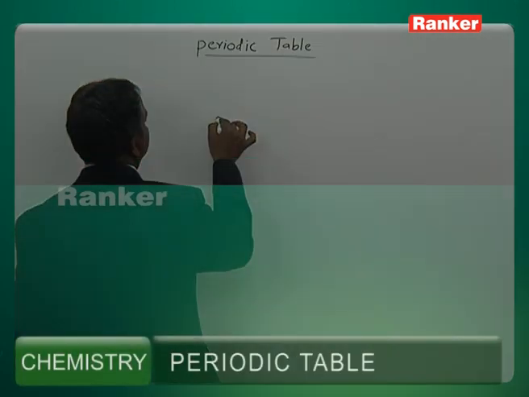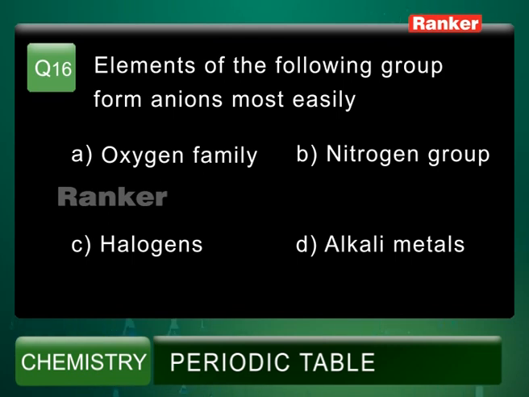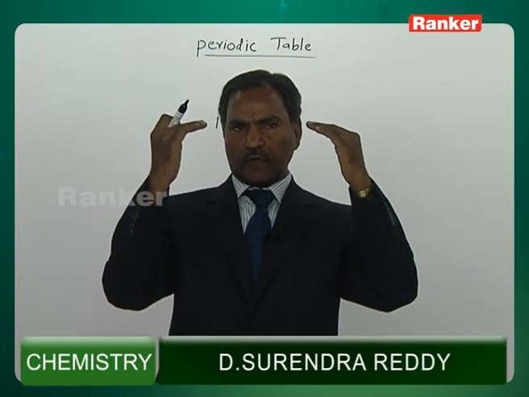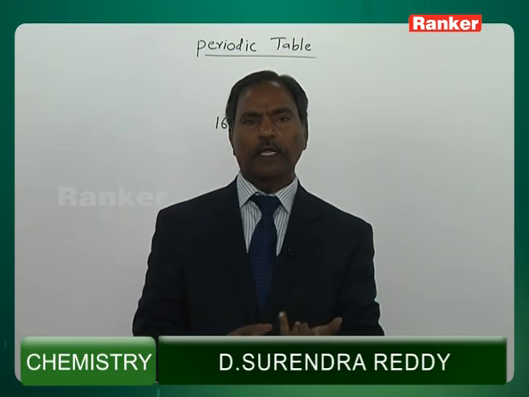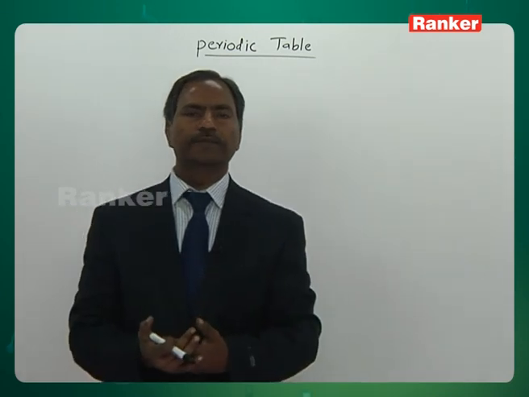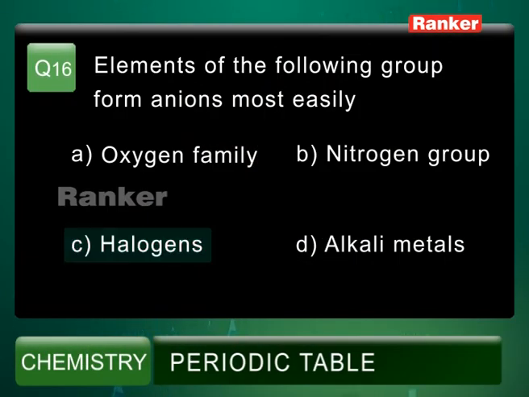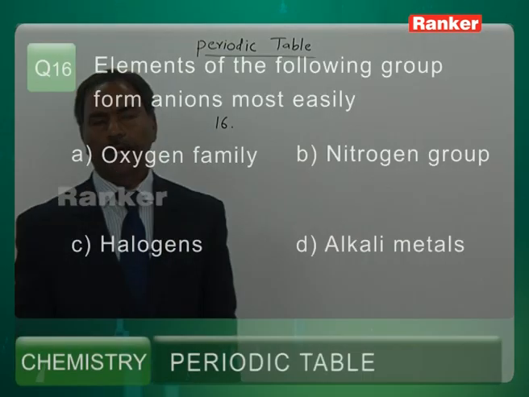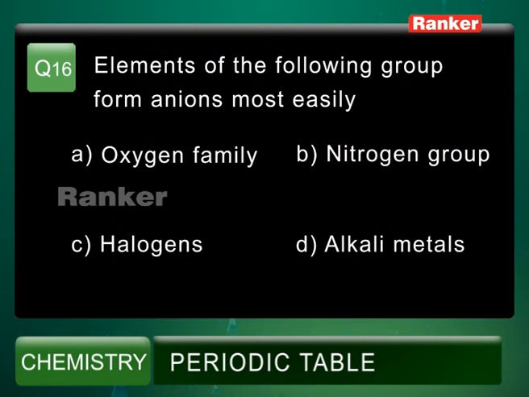Question number 16: elements of the following group form anions most easily. A, oxygen family, B, nitrogen group, C, halogens, D, alkali metals. Among these options, the seventh group elements have high electronegativity and high electron affinity. Whichever have high electronegativity and high electron affinity easily form anions. Halogens are easily capable of accepting an electron and converting into anions. Therefore, for question number 16, answer is C.